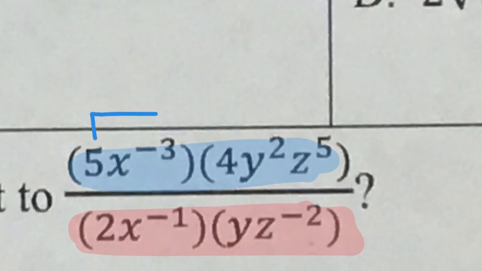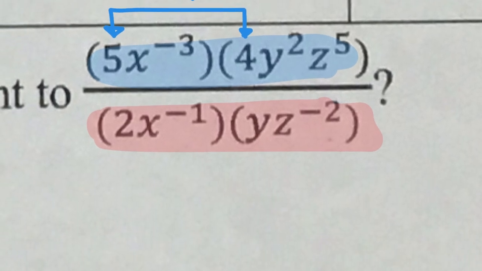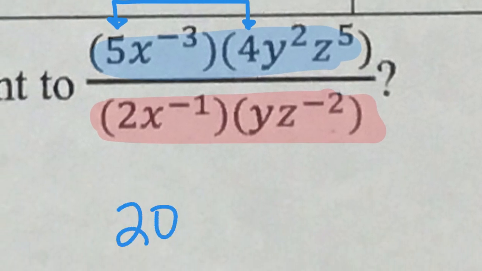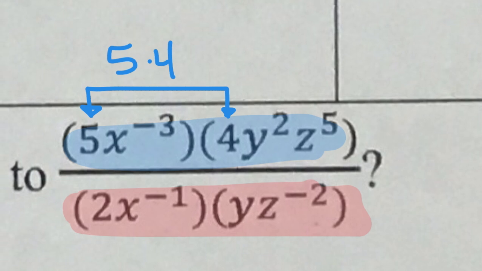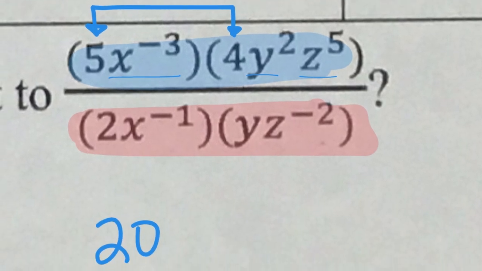So we have 5 times 4. 5 times 4 is 20. So we have 20 on top also. And then do we have any like terms? I have an x term here and a y term there and a z term. So there's nothing to combine. So I'm just going to write them down as I see them. So x to the minus 3, y squared, and z to the 5th.